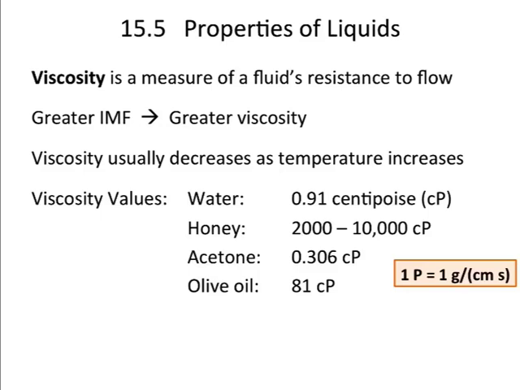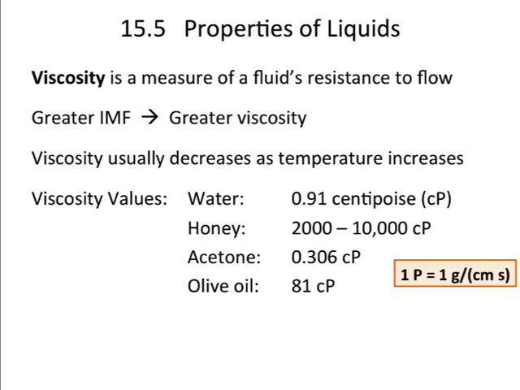If the molecules attract each other more strongly, then they're much less likely to flow, because the process of flow involves breaking these intermolecular forces for the molecules to slide past each other. Viscosity usually decreases as temperature goes up, because if you heat something to a higher temperature, there's more thermal energy in the sample, and that makes it easier for these intermolecular forces to break as the liquid flows.